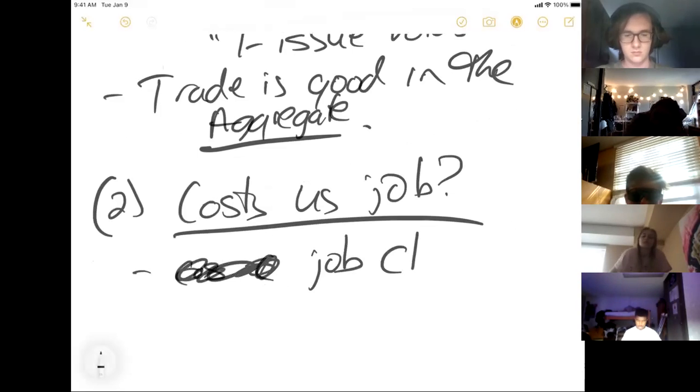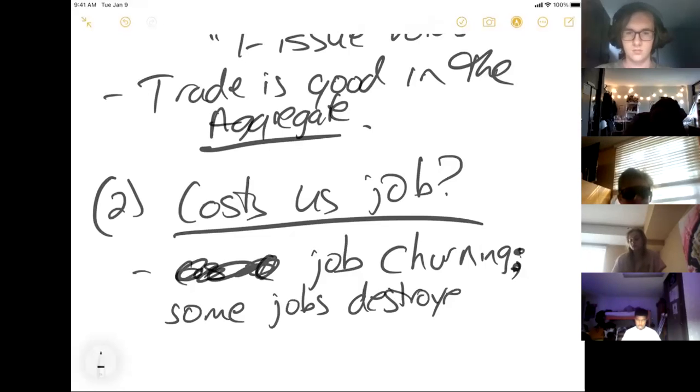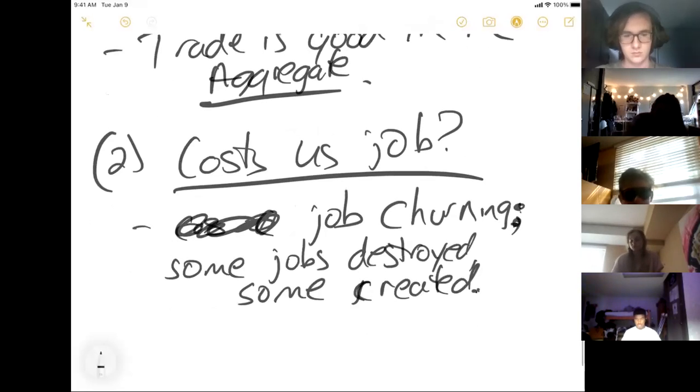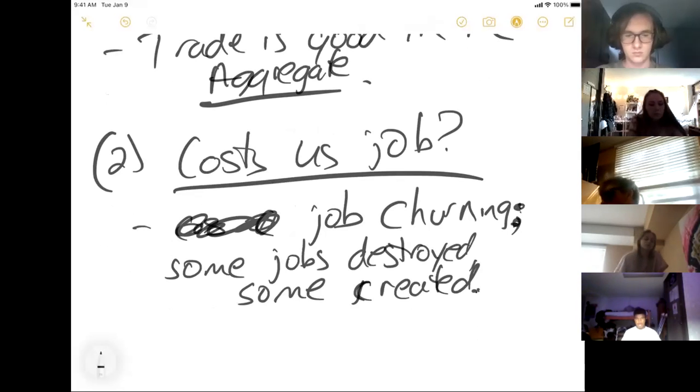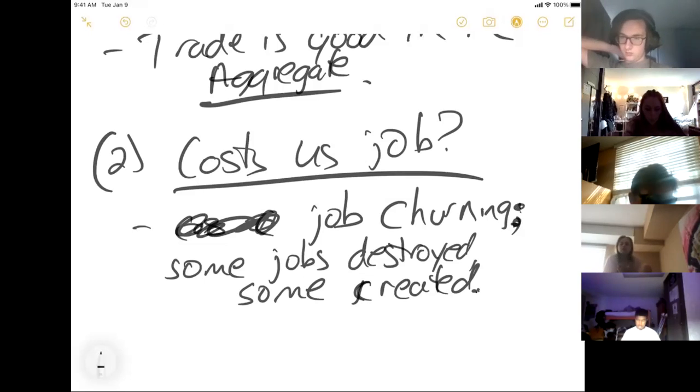What it really creates is job churning, meaning, I think I've described this, some jobs destroyed, some created. But of course, which ones do people tend to focus on? They tend to focus on the jobs that are destroyed, right? So when it comes to trade, everybody thinks about the fact that we don't manufacture shoes anymore in the United States, and they say, oh, well, trade's killing us. We don't make shoes anymore. Of course, they don't focus on the fact that there are a lot of things that we do make in the United States. So it creates some jobs, but it destroys other ones. People tend to focus on the jobs that get destroyed. This one is really just related to point number one.